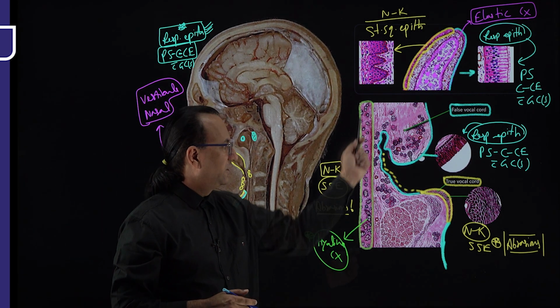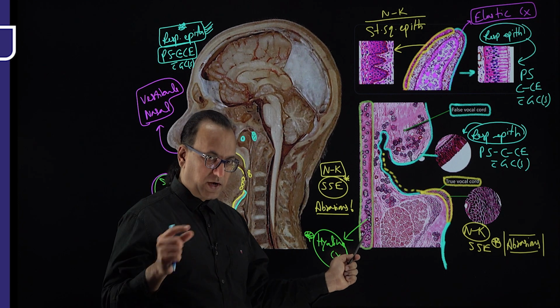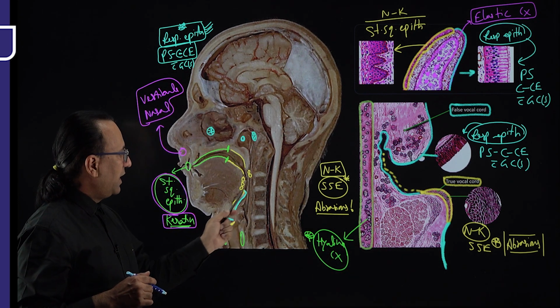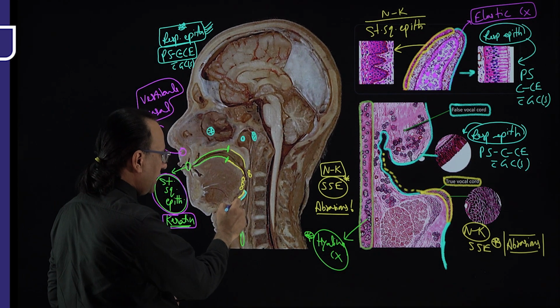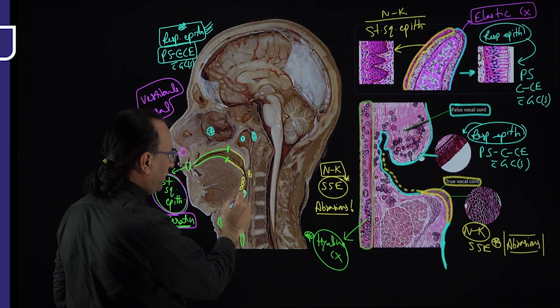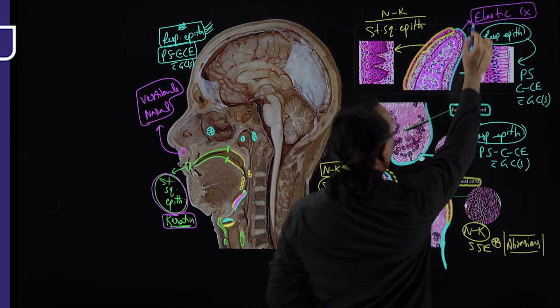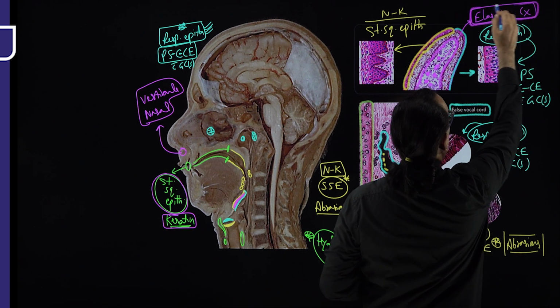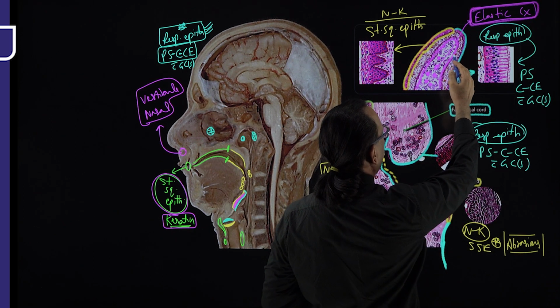So laryngeal cartilages are mostly hyaline, but with few exceptions. Like the lid over the larynx, the epiglottis, which was made up of elastic cartilage, as we have mentioned here, having a lot of elastic fibers and the chondrocytes.